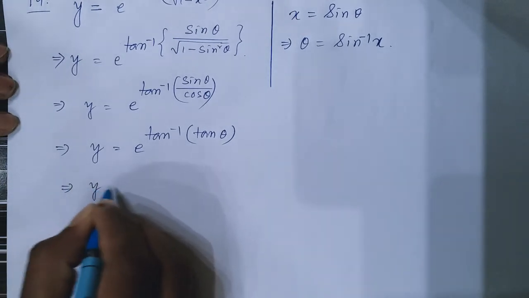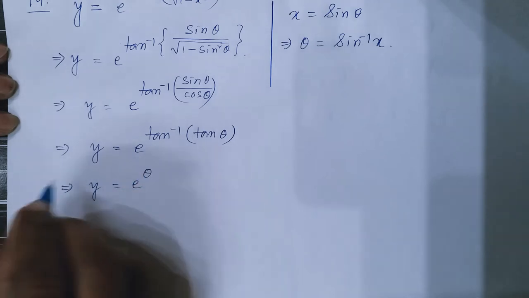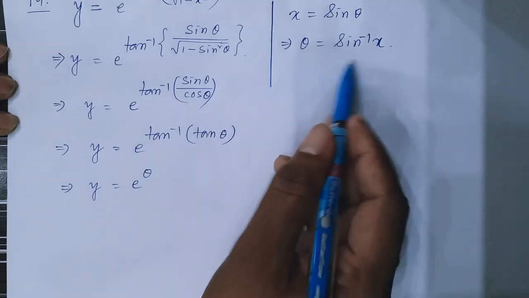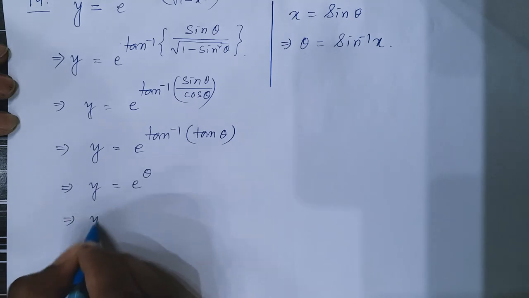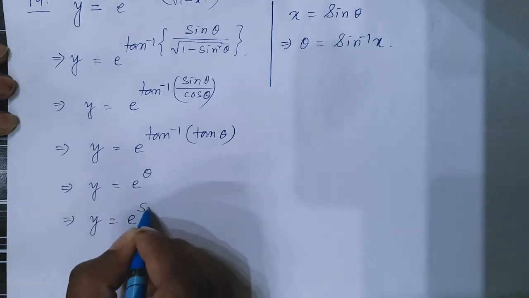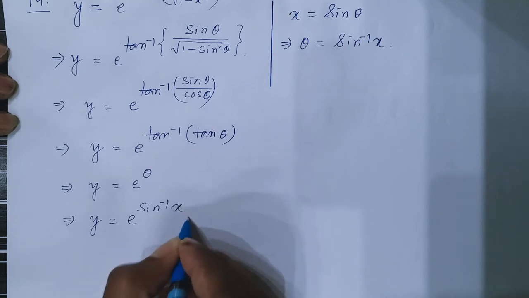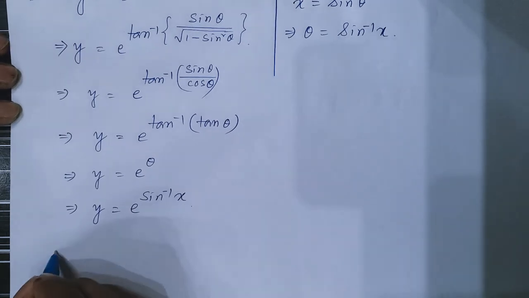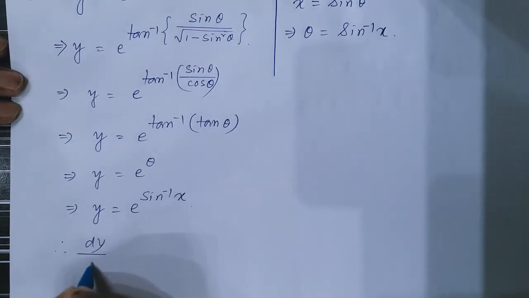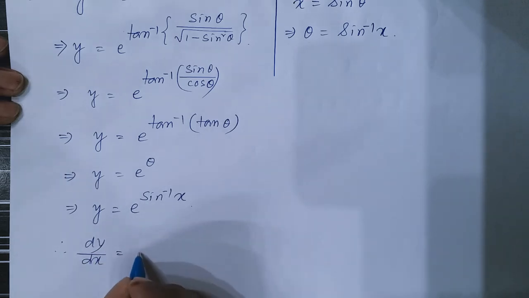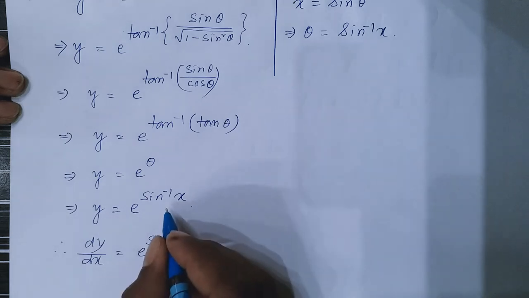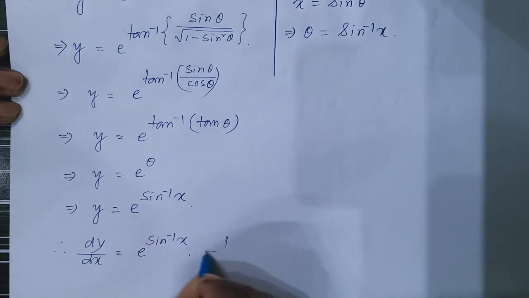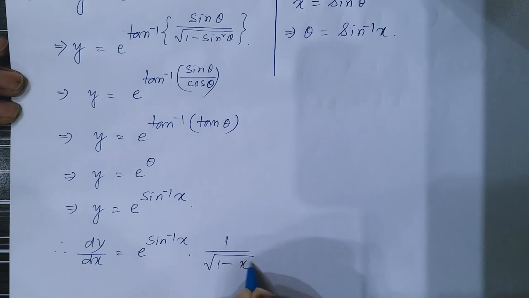So y is equal to e to the power theta only, and theta has the value sin inverse x. So that implies y is equal to e to the power sin inverse x. Now the differentiation is easy. Therefore dy/dx is equal to first e to the power function derivative, it is itself e to the power sin inverse x, then sin inverse x derivative, it is 1 by root over 1 minus x square. So you may leave the answer here.